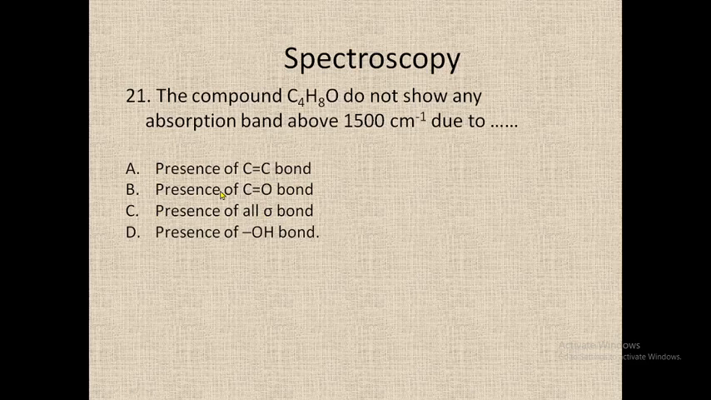So what is remaining? The presence of all sigma bonds. Sigma bonds will not go above 1500 centimeter inverse. So what about the oxygen then? Oxygen will be present in the form of ether linkage, which can absorb from 1100 to 1300 centimeter inverse, and that's why the correct answer is C, presence of all sigma bonds.